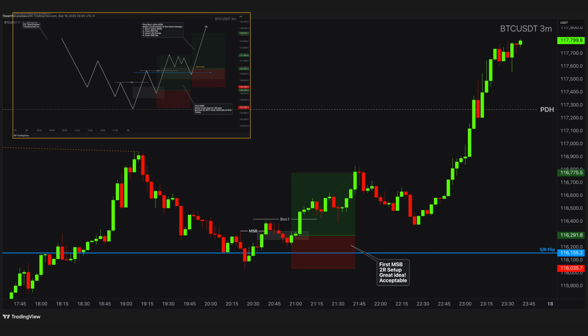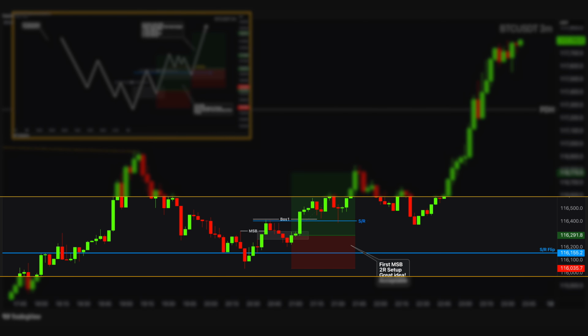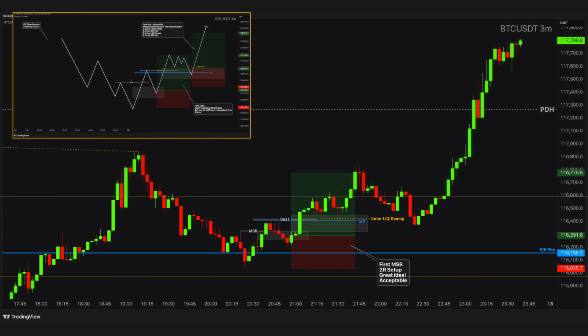Then right after that, we get the very first break of structure. It is supported by a small inner SR flip, an inner liquidity sweep, and another inner imbalance. Together, this creates another clean 2-hour compact setup.